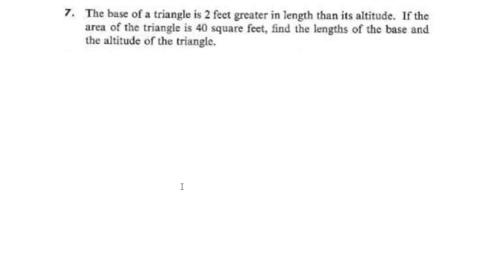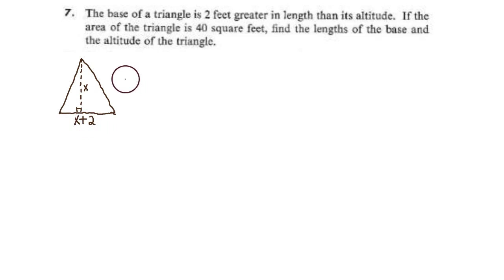Number 7. The base of a triangle is 2 feet greater in length than its altitude. If the area of the triangle is 40 square feet, find the lengths of the base and altitude. This discusses a triangle, so let's draw a picture of a triangle. I'm not trying to draw it to scale, I just want to have a diagram to help me visualize. We're told that the base is 2 greater than the altitude. Let's draw a dashed line from the top straight down to the bottom, touching at a 90-degree angle. That is our altitude. If we call the altitude x, and the base is 2 feet greater than the altitude, then the base is x plus 2.